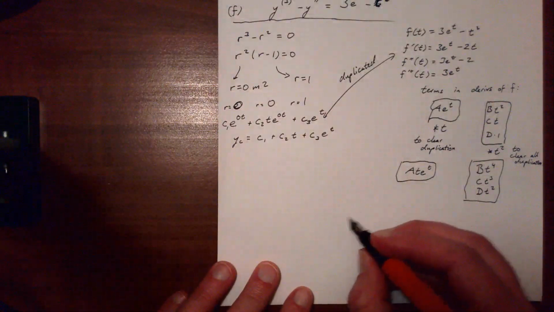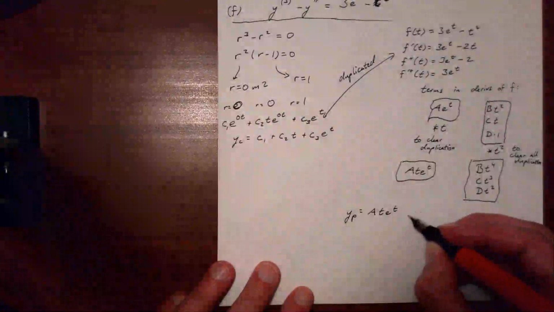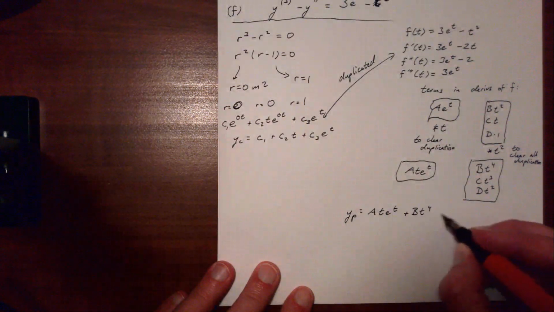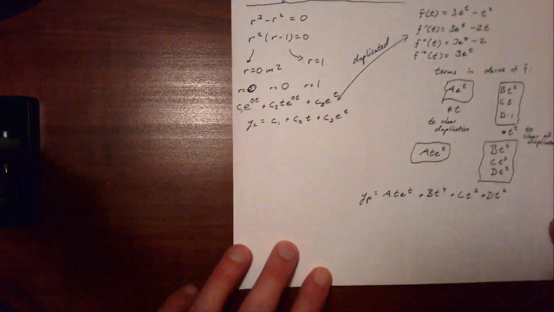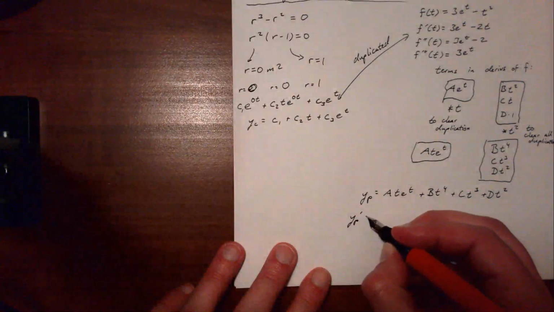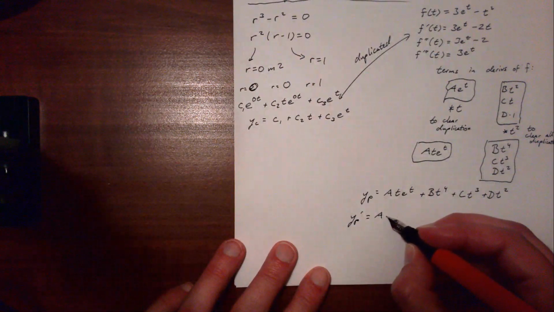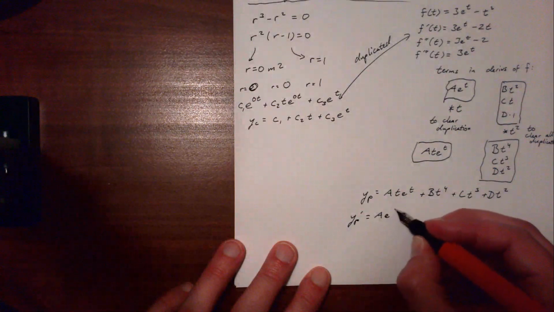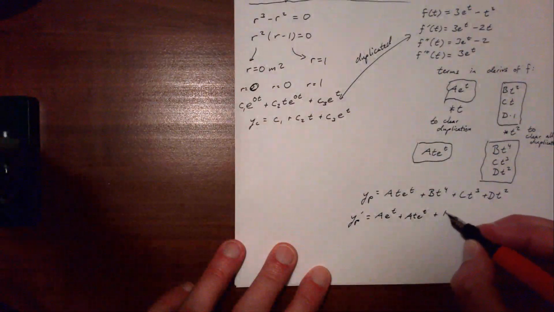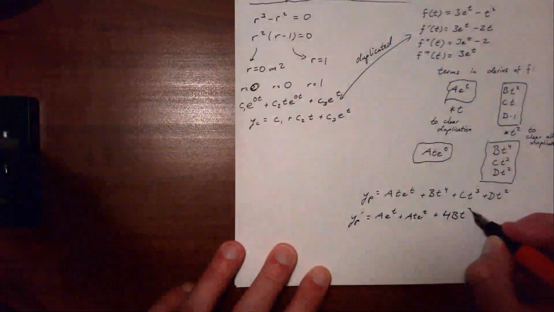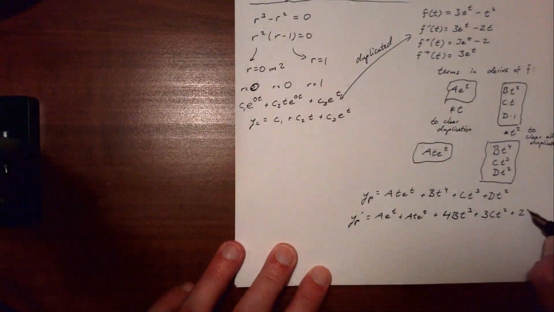And then, what is that going to mean? It's going to mean that yp is going to be a t e to the t plus b t to the 4th plus c t to the 3rd plus d t squared, which means that yp prime is going to be, well, we've seen this kind of thing before, and we can tell it's just going to be a e to the t plus a t e to the t, plus 4b t to the 3rd plus 3c t squared plus 2dt.